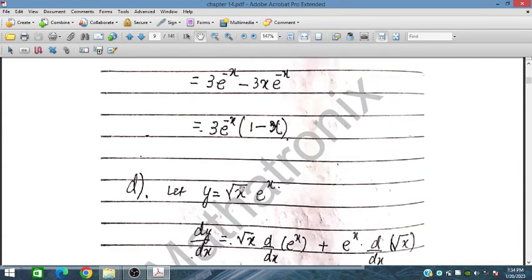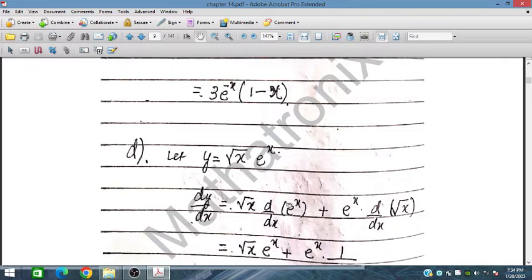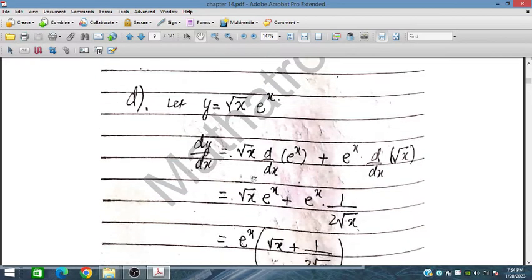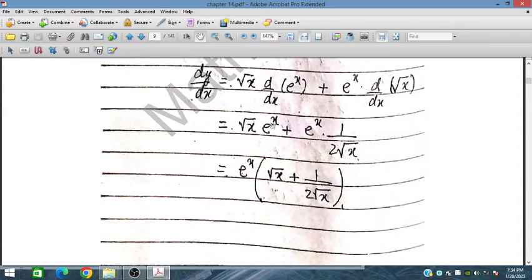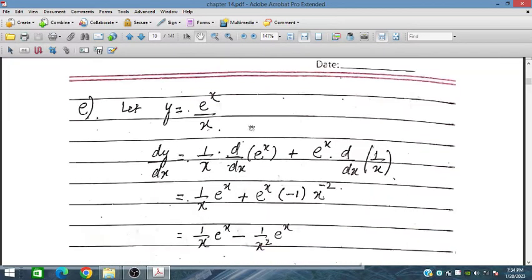And similarly for this one, this is u, this is v. So u v dash plus v u dash. This is simple, so we have obtained the result. For e power x, this is u, this is v, and this is u upon v. Here I have taken 1 over x as u, and e power x is v. This is another way we can solve it. So 1 over x is taken as u, and e power x is v. By taking this we can solve it.